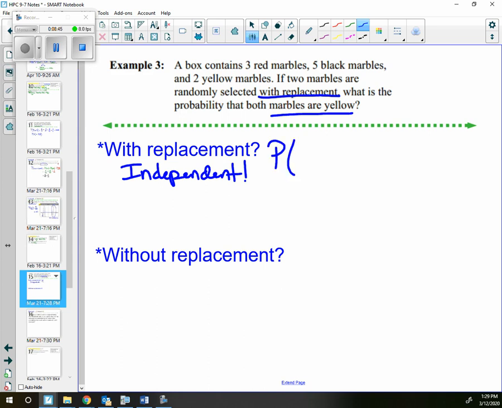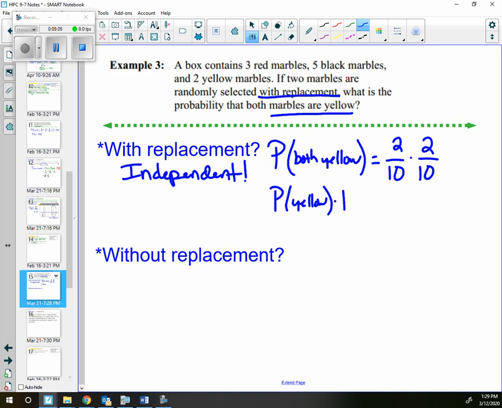So the probability that they are both yellow: I have an equal shot of getting a yellow on each draw because it's independent. I put it back in there so I can draw it again. So I have 2 yellows out of 10 on the first draw, and 2 yellows out of 10 on the second draw. So it's the probability of getting a yellow on the first draw times the probability of getting a yellow on the second draw. I have the same likelihood in each of those draws. So that would be 4 out of 100 or 1/25. And again, you can write that as a decimal or a percent.